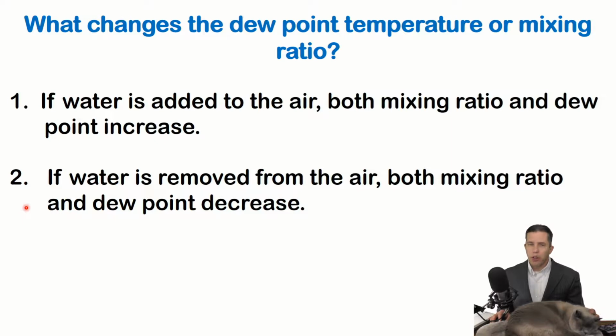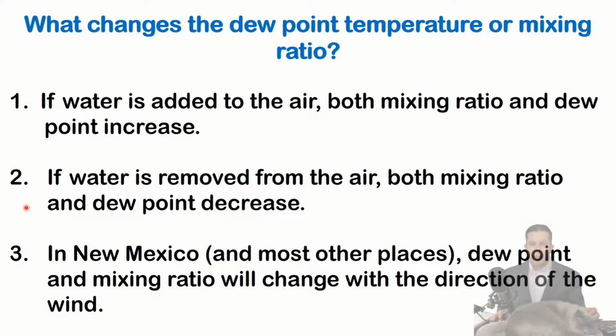But if I add more water to the atmosphere, that means I don't have to cool it as much before it becomes saturated. So the dew point also goes up. So if one goes up, the other must go up. If one goes down, the other must go down. It's impossible to change dew point or mixing ratio either way, up or down, without changing the other one in the same way. So keep that in mind.